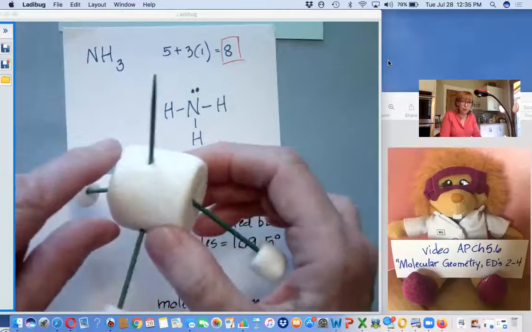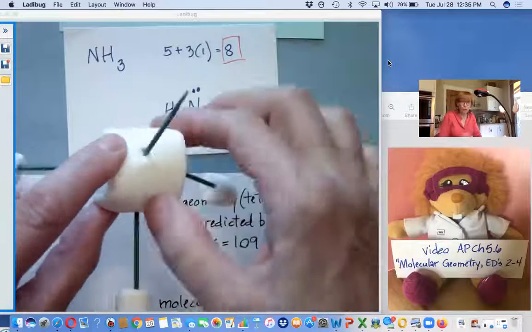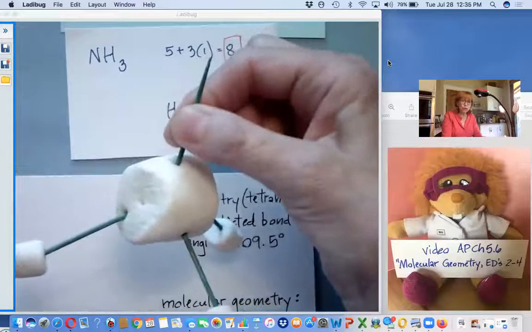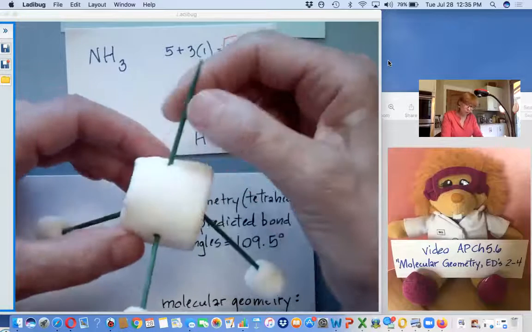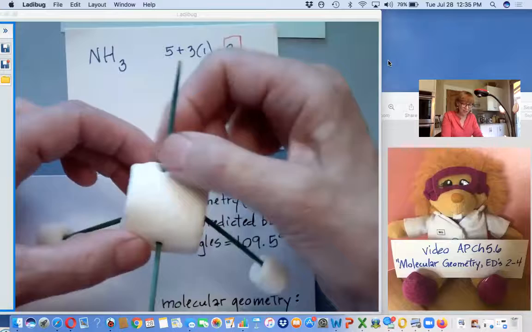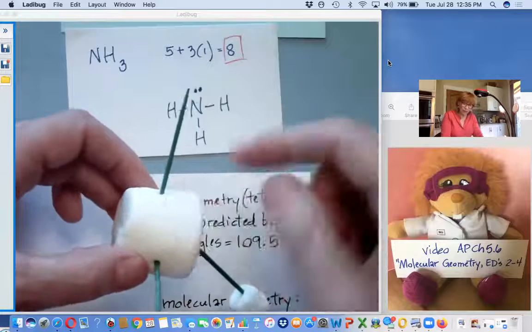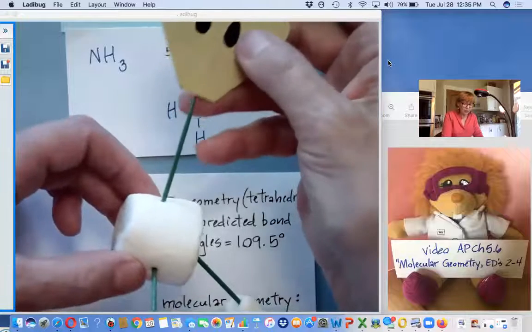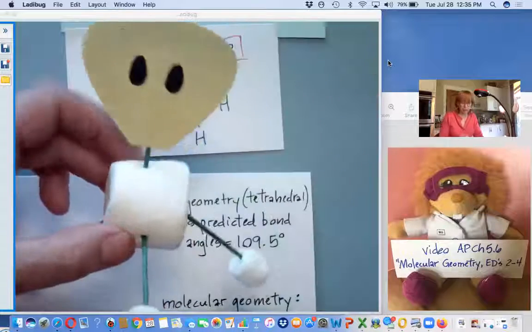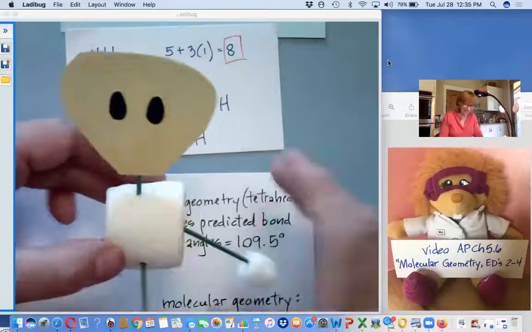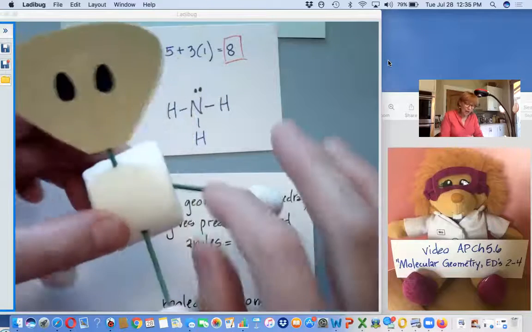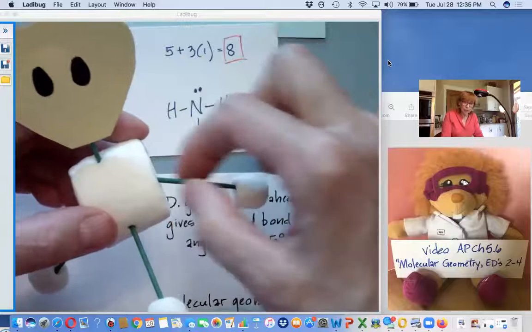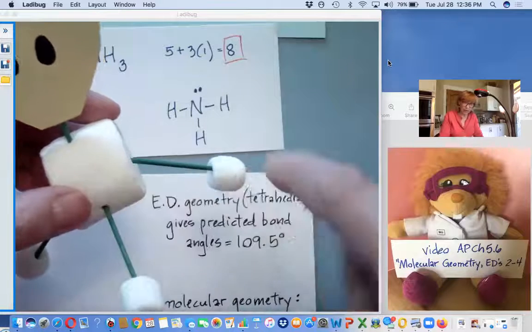But this time, only 3 of those toothpicks are bonds. And the 4th toothpick, the 4th electron pair, the 4th electron domain is not a bonding pair, but a lone pair. So I'm going to put this non-bonding pair on that 4th toothpick. I know it looks a little bit like an alien. So when you have an electron pair that is a bond, that electron pair is in a tug of war between the 2 atoms.